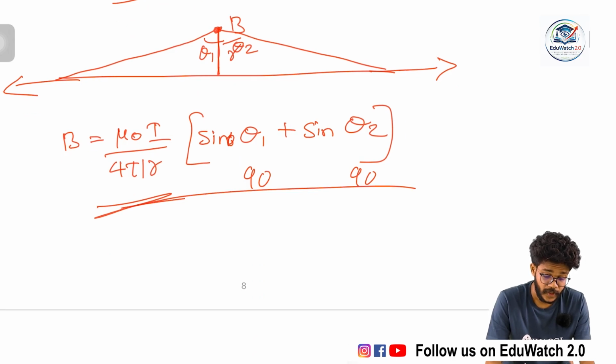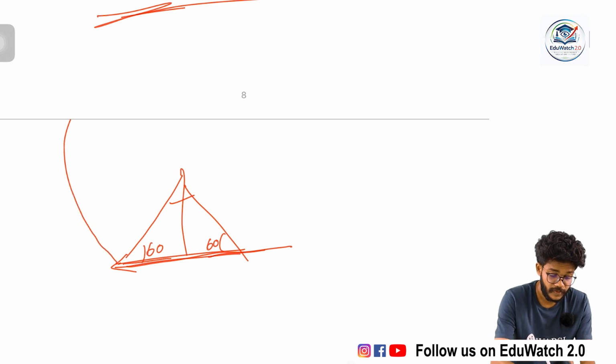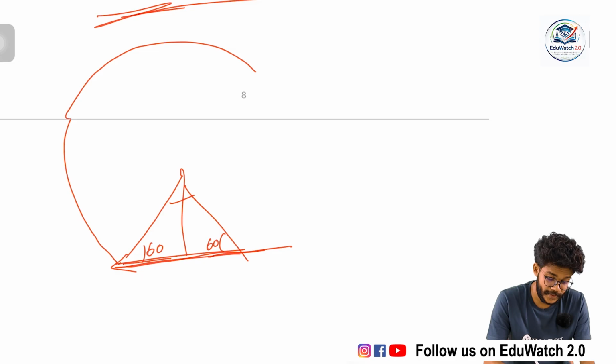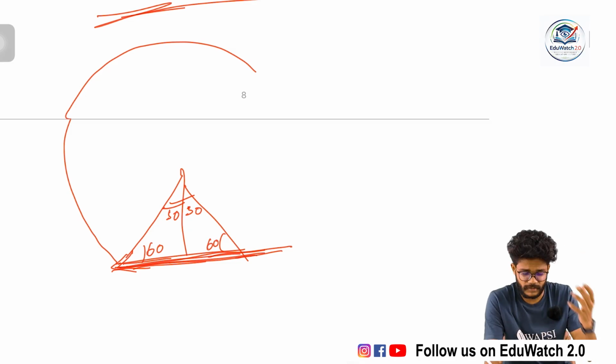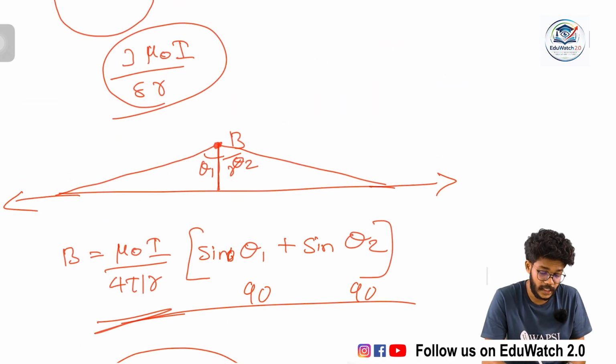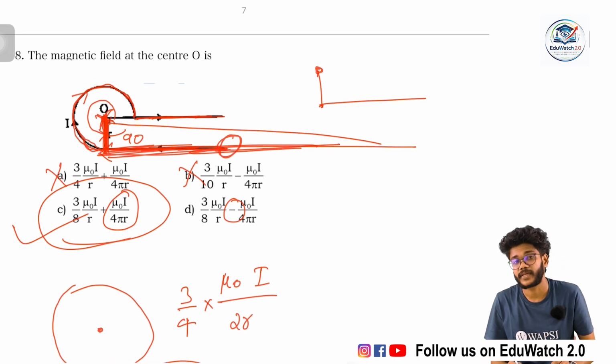You can substitute. If the structure is like an equilateral triangle, you can substitute theta as 60 and 60. If the line is coming like this, following a circle, then you can easily derive the magnetic field contributed by this part. This will be 30 and this will be 30. Sin 30 is 1 by 2, and 1 by 2 plus 1 by 2 is 1. Using that kind of mathematics you can easily derive the magnetic field. So option C is the correct answer.